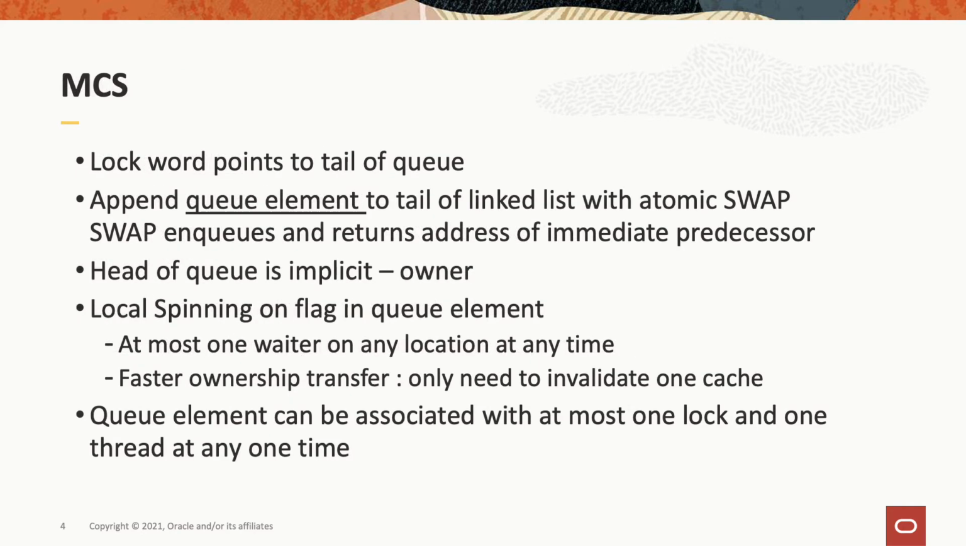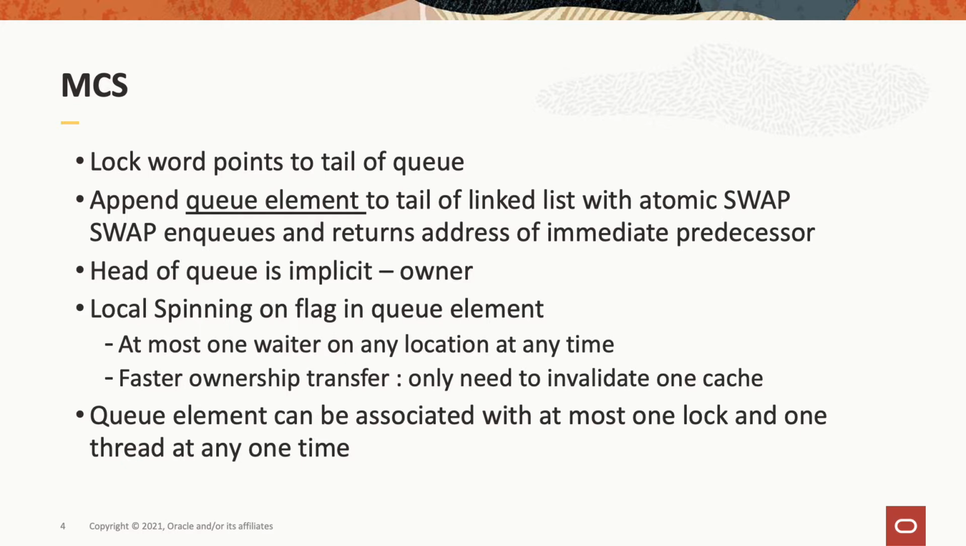In MCS, a lock consists of a single word. That word points to the tail of a queue, and the elements in the queue are queue elements, which we'll describe momentarily. We use an atomic swap operation to append queue elements to the tail of a linked list. The swap operation enqueues and returns the address of the immediate predecessor queue element. The head of the queue is implicit, and that's the owner, and we use local spinning on a flag in the queue element. That's actually critical to the performance of these locks.